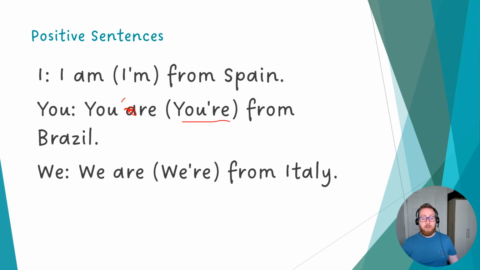Okay. And we are from Italy. Or we're from Italy. We can contract this, get rid of the A, add in an apostrophe. We're from Italy. Native English speakers like to use contractions to shorten. We're quite lazy with our speech, so if we can say it quicker, we will. I'm from Spain instead of I am from Spain. Little bit shorter. Shows a good level of understanding with English.